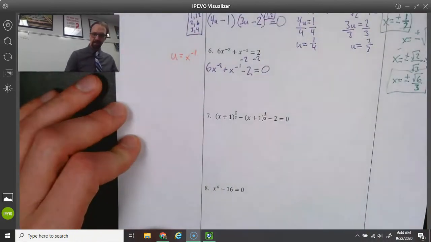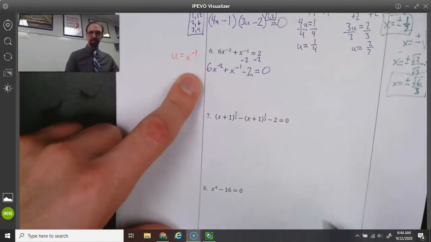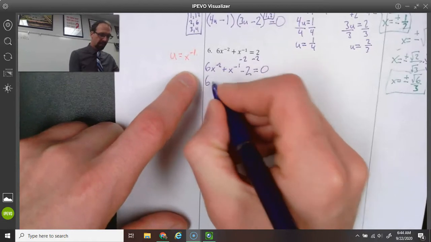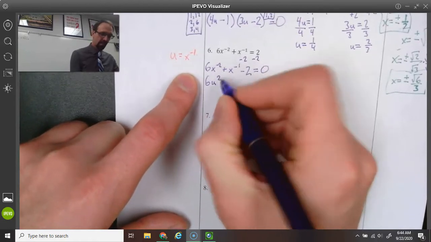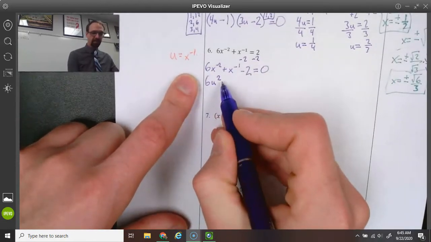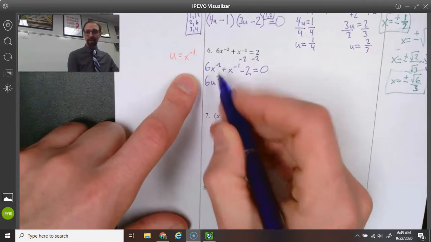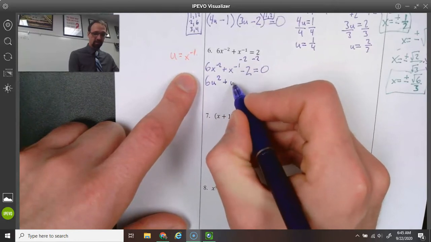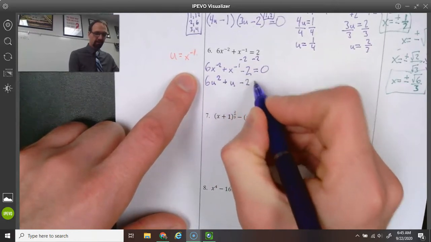So, for this part here, when I substitute u in for x, we would have 6u squared. Remember, if I take negative 1 raised to the second power, I get the negative second, plus, and then in this case it's just going to be u, or 1u, minus 2 equals 0.